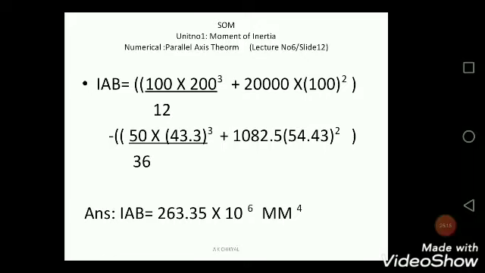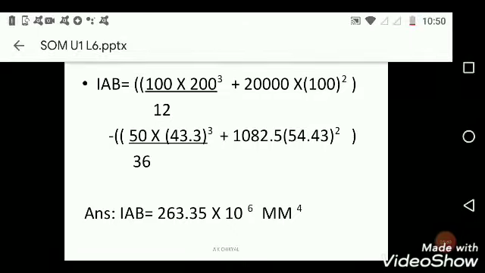So, if we solve all the above equation, what we get is the answer IAB, that is moment of inertia of the section about axis AB, is equal to 263.35 into 10 raised to 6 mm raised to 4. I hope things are pretty clear to you, student. Next problem.